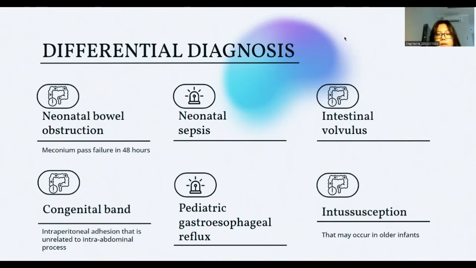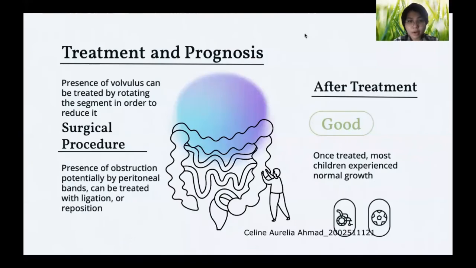Next, we have pediatric gastroesophageal reflux and intussusception. Especially, this intussusception may occur in older infants. Right, now I will explain about the treatment and the prognosis of intestinal malrotation. Of course, if any emergency condition occurs, then it has to be treated right away in order to return the child to a normal or stable condition.